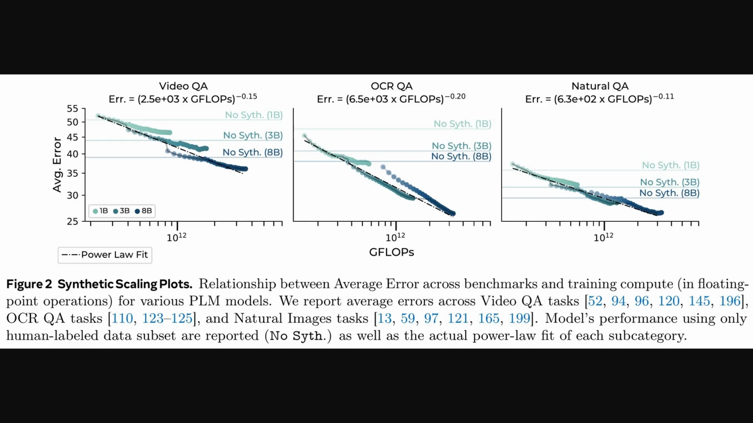So after seeing that they use a ton of synthetic data, the natural question is, does it actually work? And that's exactly what these plots show. These are called scaling plots, and they illustrate a really important concept known as a scaling law. This is basically a predictable relationship showing that as you invest more training compute, which is measured in GFLOPS on the horizontal axis, the model's average error on the vertical axis goes down. For general tasks like video, OCR, and natural image question answering, the trend is very clear. More compute leads to lower error, following a nice, predictable power law.